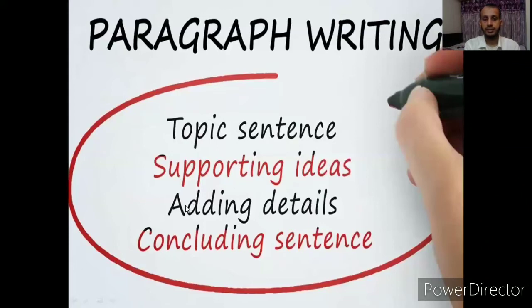Number 3 will be editing details. Editing details means here we shall describe the supporting idea in detail. And the last one is the concluding sentence. In this last part, we shall try to link the topic sentence and the ending part of the paragraph. So we try to explain these 4 parts in detail.